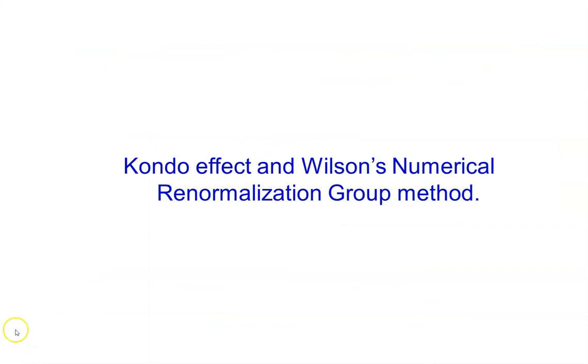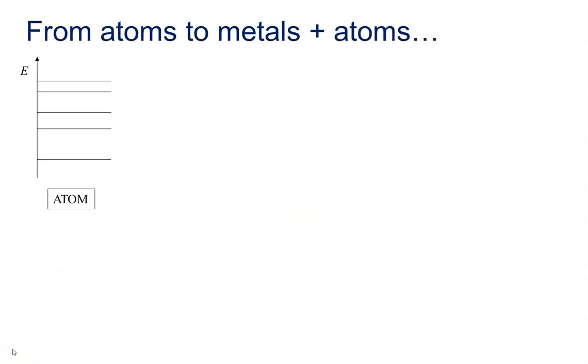Okay, so let's talk about the Kondo effect and Wilson's NRG method and how we apply that for quantum dots. This is going to be more like a seminar than a lecture, but I'll try to be as clear as possible and make connections with the other topics that we studied in the course. So the first thing I'd like to discuss is how we go from atoms to a metal. If you have discrete levels in an atom, we all know that.